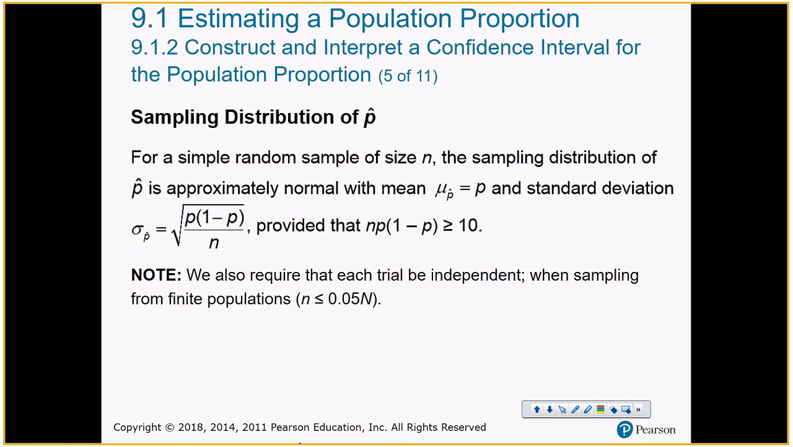Again, the standard deviation is the square root of p-hat q-hat divided by n. We already went over a little bit of this. And lowercase n is always going to be less than or equal to 5% of big N. Everybody understand?